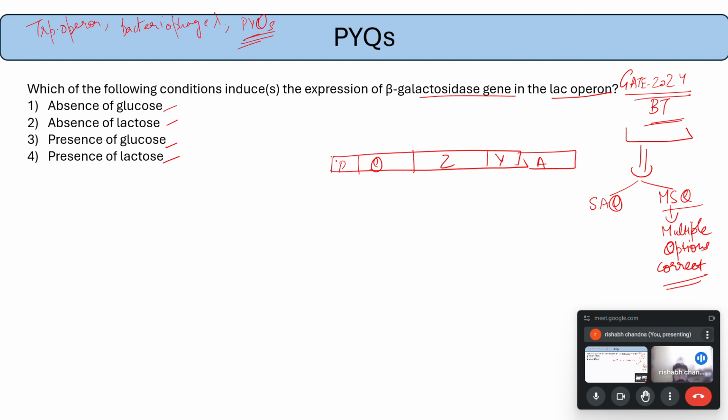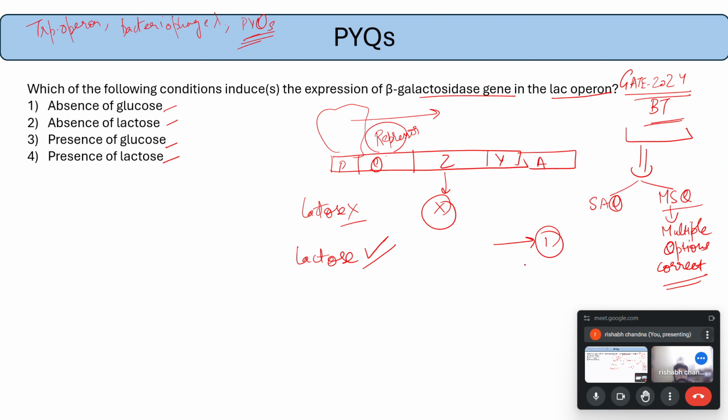Now, if lactose is absent, the repressor will bind to the operator. This is the repressor, and the RNA polymerase cannot move, so there is no transcription of beta galactosidase. So for the expression of beta galactosidase, lactose must be present. This was the first thing.